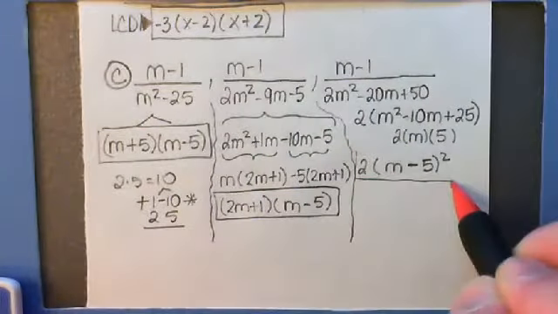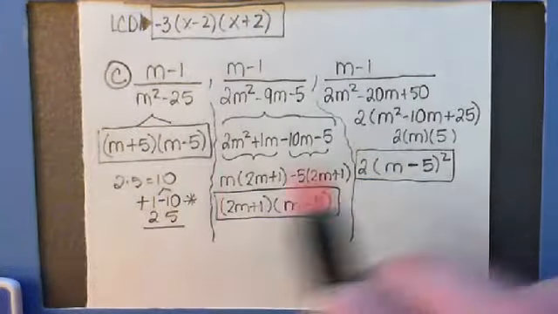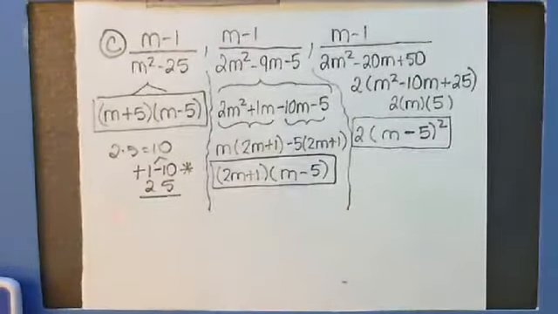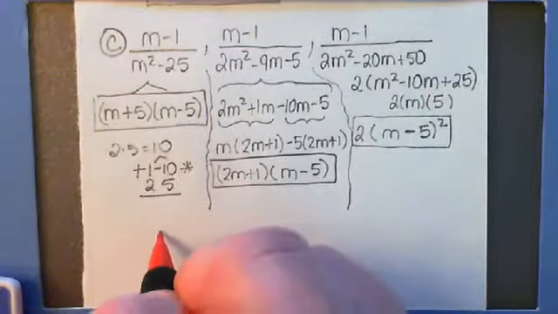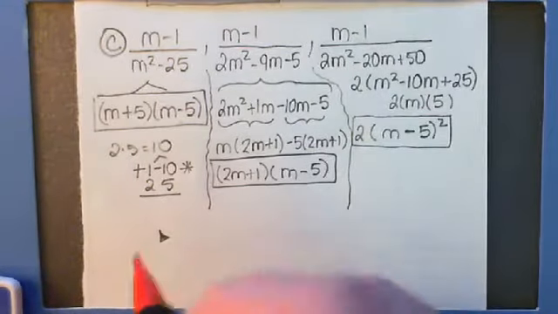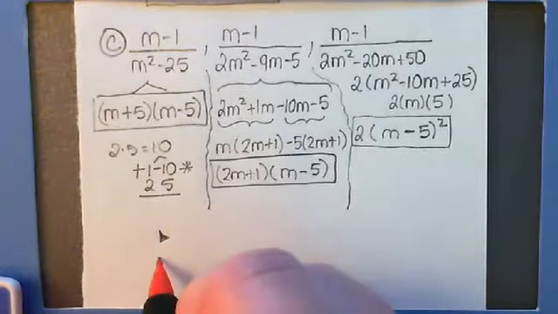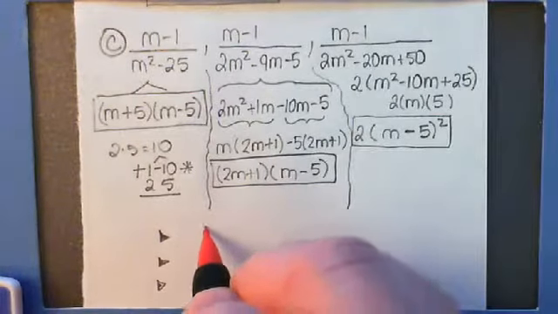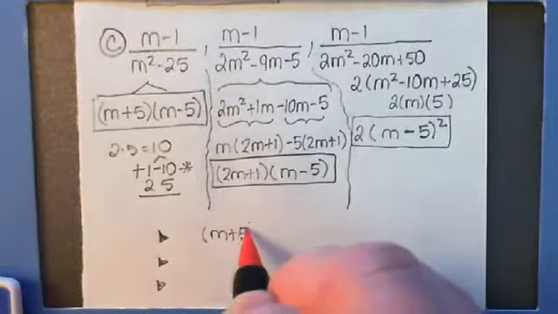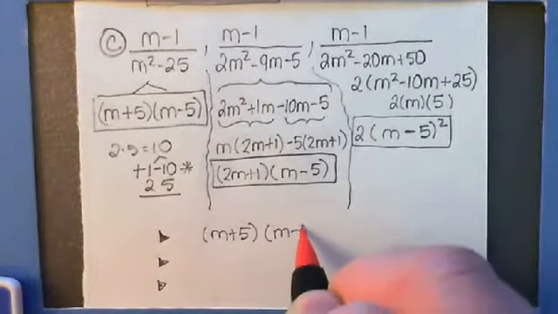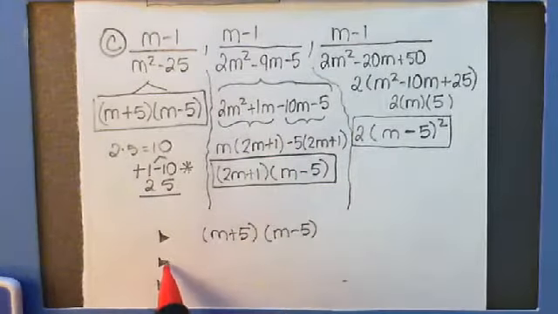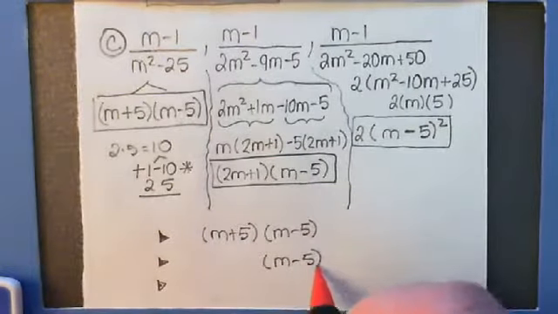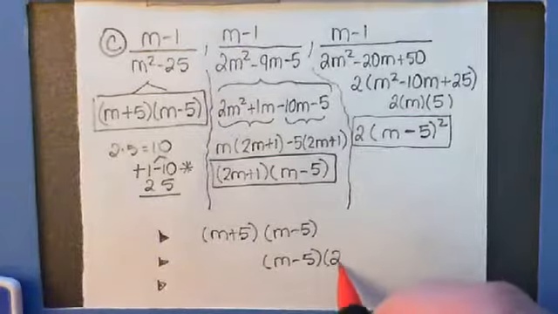So there we go. We had 3 denominators. Here the factorization of all 3. So what I'm going to do now, I'm going to write all 3 denominators one after the other. So I'm going to line them up. Starting with the first. The first I have m plus 5 and m minus 5. The second one, I have m minus 5, and I have a 2m plus 1.